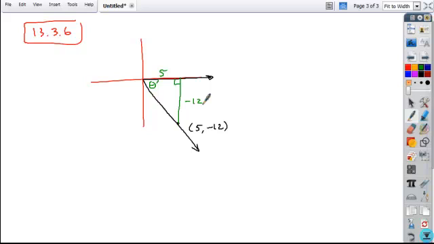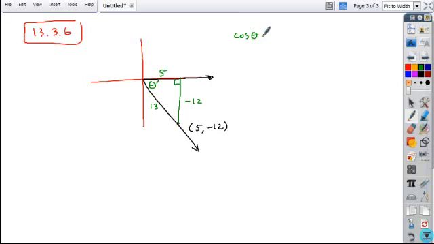If I use Pythagorean theorem, or again in this case it happens to be a common triple, a 5, 12, 13 common triple, but you could use Pythagorean theorem to solve for that missing hypotenuse. And then you can set up and solve for your trig ratios here.